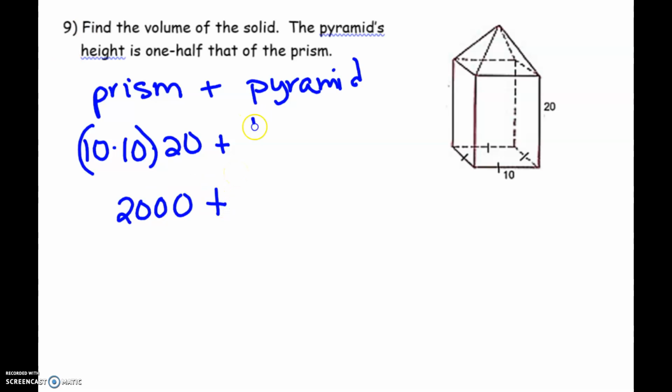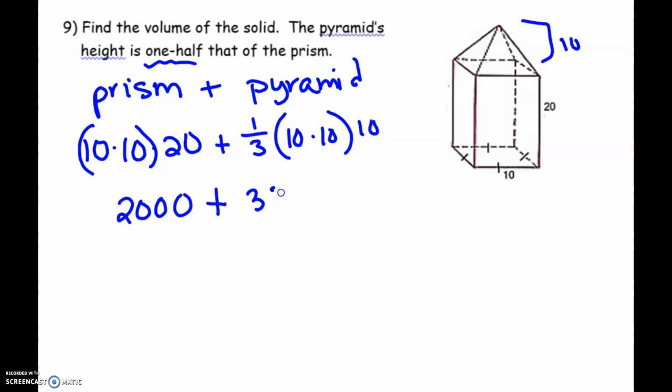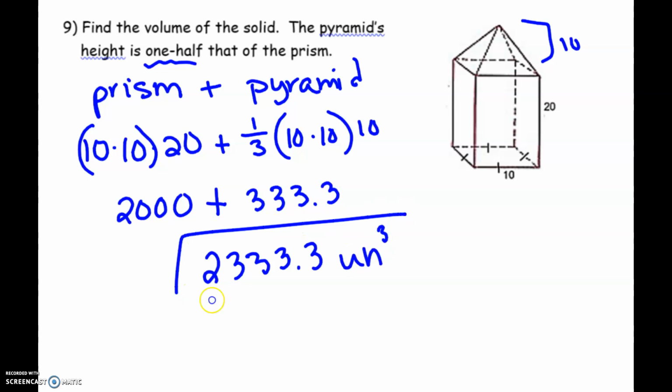The pyramid, remember it's a pyramid, so I'm going to do 1/3. Its base would also be 10 times 10. And its height, let's say it was 1/2 that of the prism, so half of 20 makes my height here 10. So 10 times 10 times 10 is 1,000. 1,000 divided by 3 puts me at 333.3 repeating. So rounded, we'll get an answer of 2,333.3 cubic units for this composite figure.